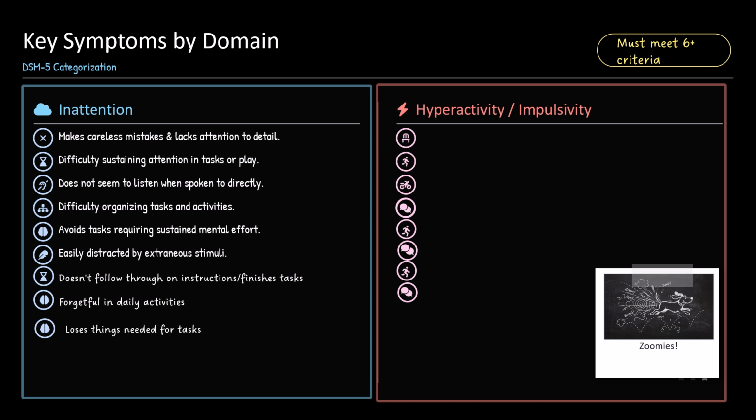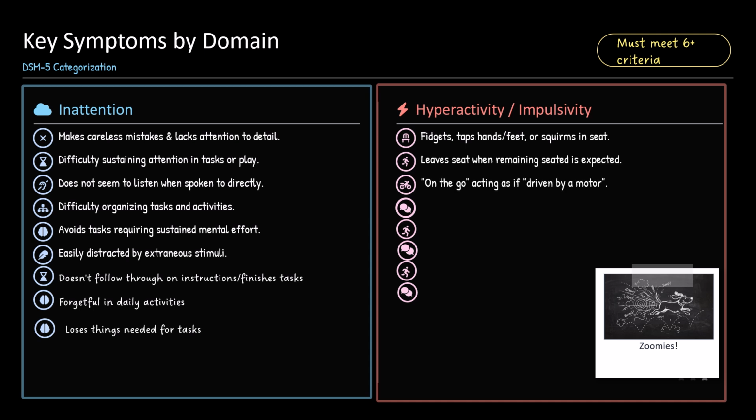From the hyperactivity category, they can fidget, tap hands and feet, and squirm in their seat. They can leave the seat when they're supposed to remain seated. They often are on the go or acting as if driven by a motor. They talk excessively. They run and climb excessively. They blurt out answers, often before the question is even finished being asked. They have difficulty waiting their turn, and they interrupt and intrude on others.